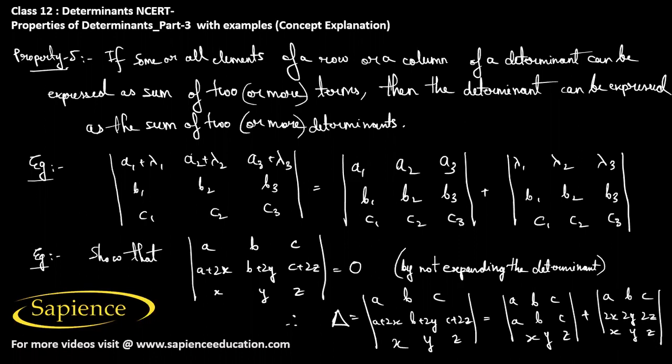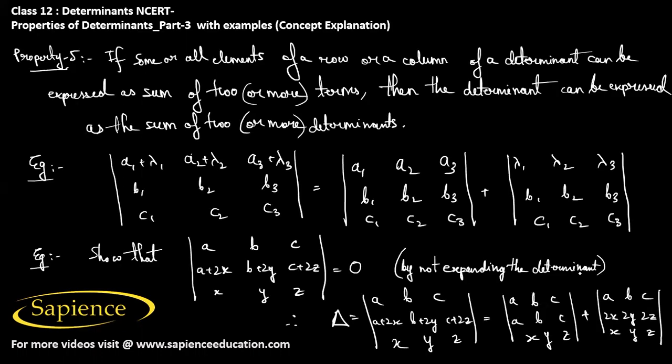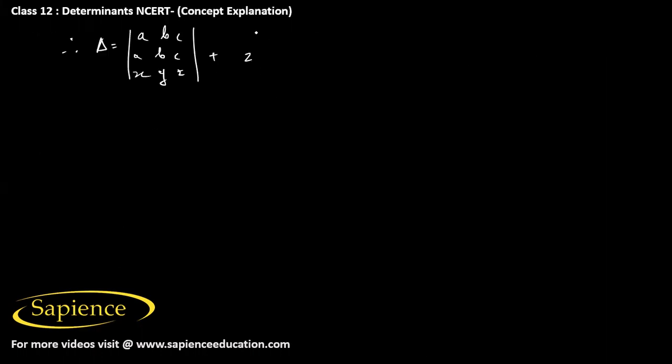So from here, we can take 2 as common outside. Therefore, this determinant delta will be equal to the determinant of ABC, ABC, XYZ, plus 2 into the determinant of ABC, XYZ, XYZ. So here also we can see that two rows are identical. R1 and R2 are identical here.